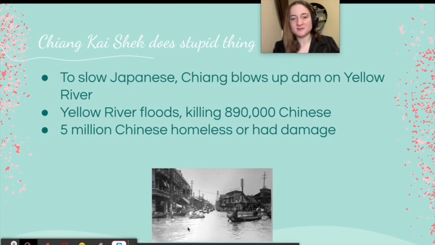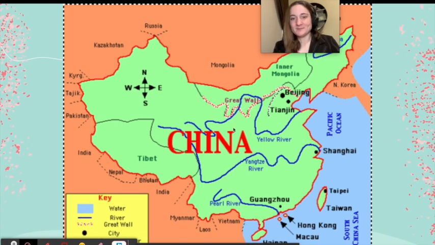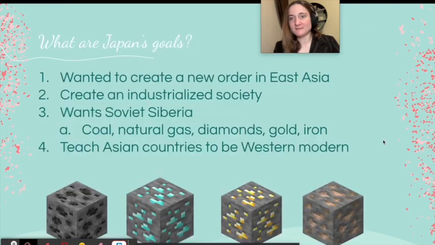So here's a picture of the streets after the dam blew up. People are throwing their boats in the street. All right, here's a map of the Yellow River, by the way. So you can see it's a major, major river in China.